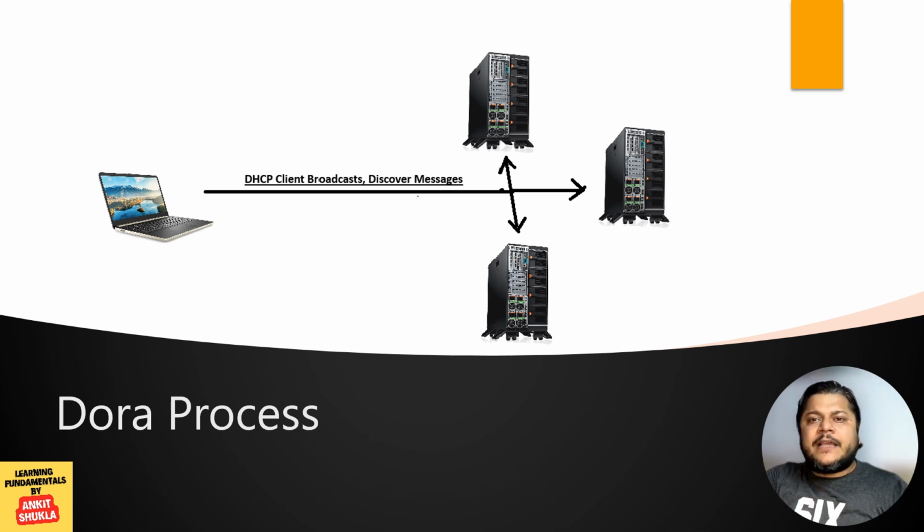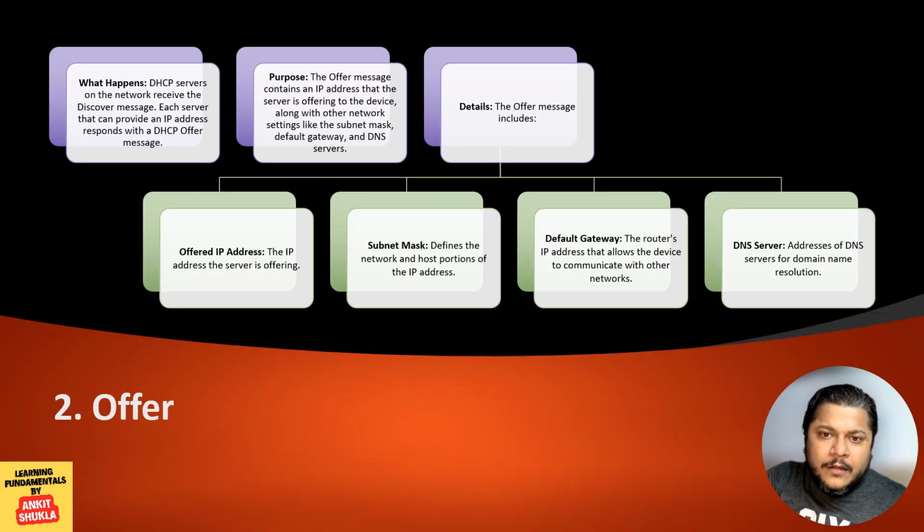Let's understand the next part of the DORA process, which is offer. Let's return back to our conference scenario. After you've called out asking for the information desk, one or multiple staff members from different booths hear your request and approach you. They say, I heard you're looking for the information desk. We actually have an information desk here, and we can give you a pass to access the conference.